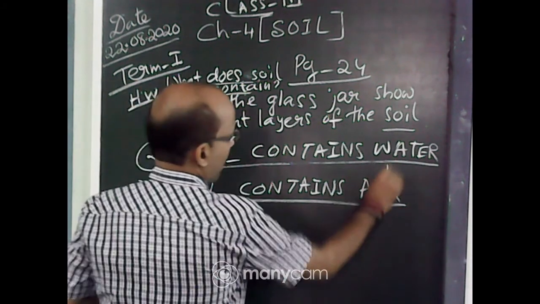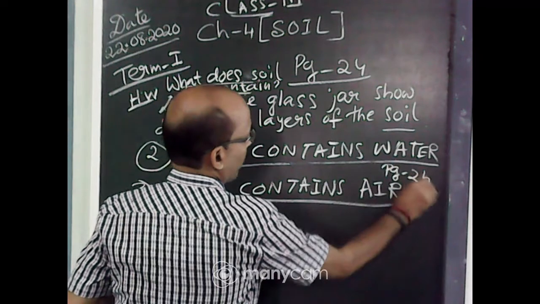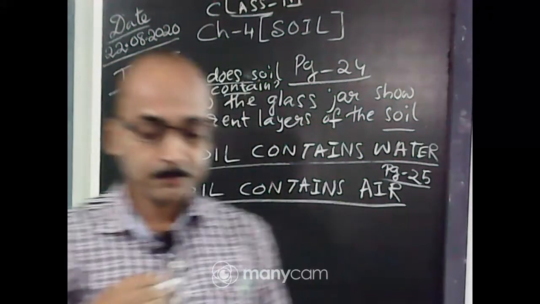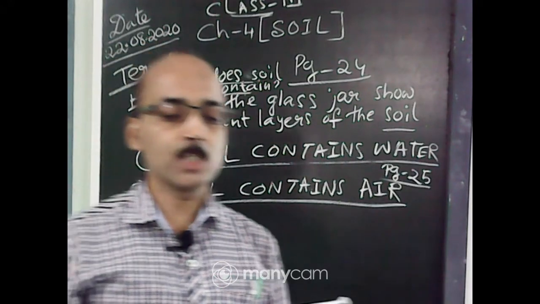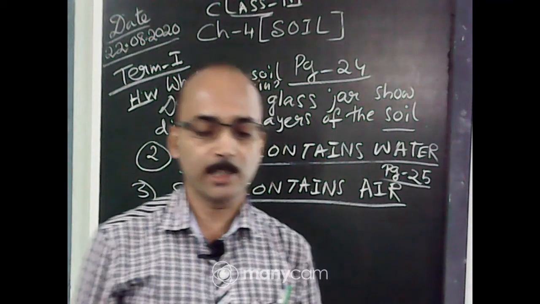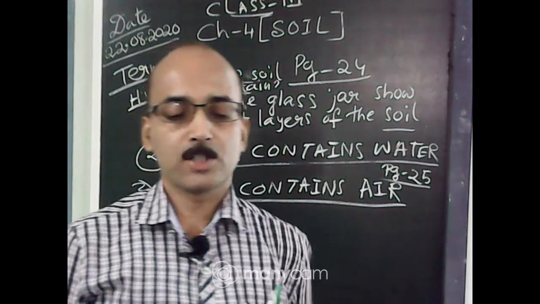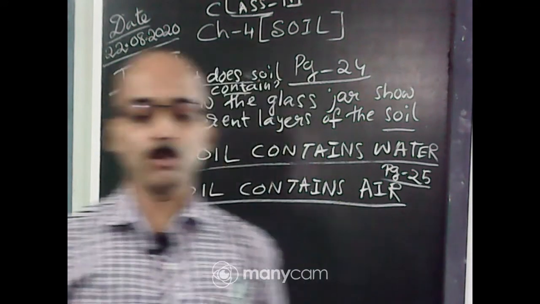So, I am talking from page number 25. All of you follow page number 25. Take some garden soil in a jar. So, you are taking some garden soil in a jar, and pour some water over it.